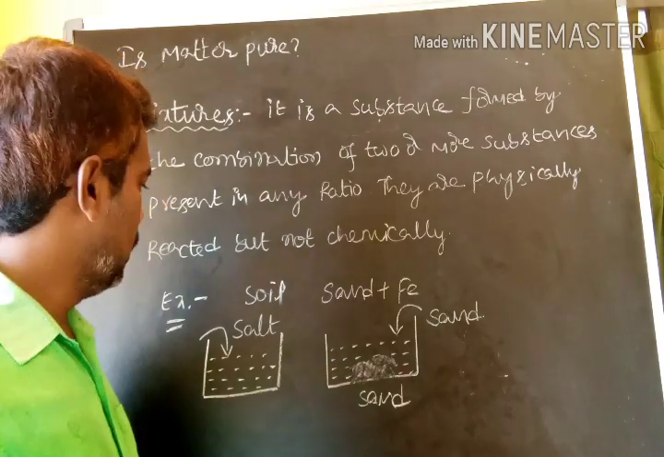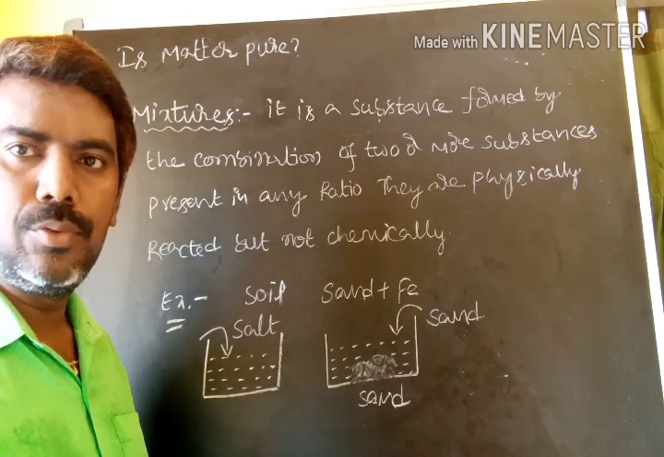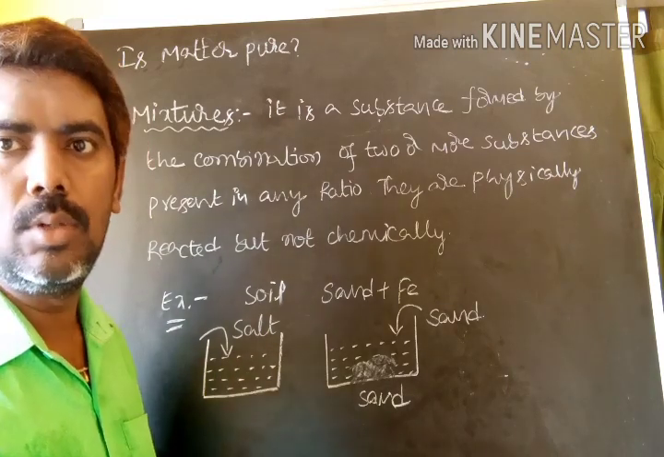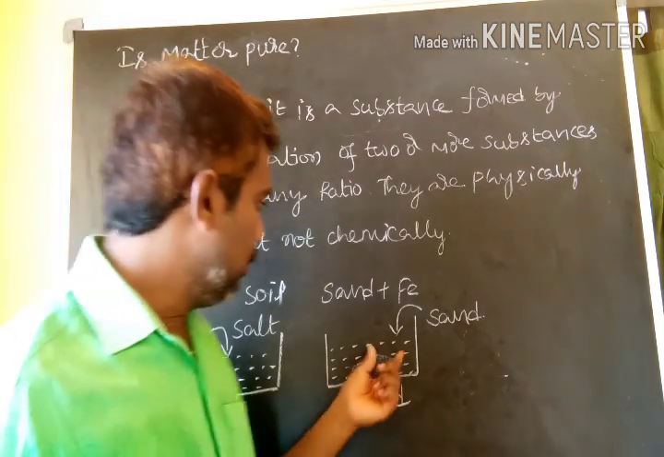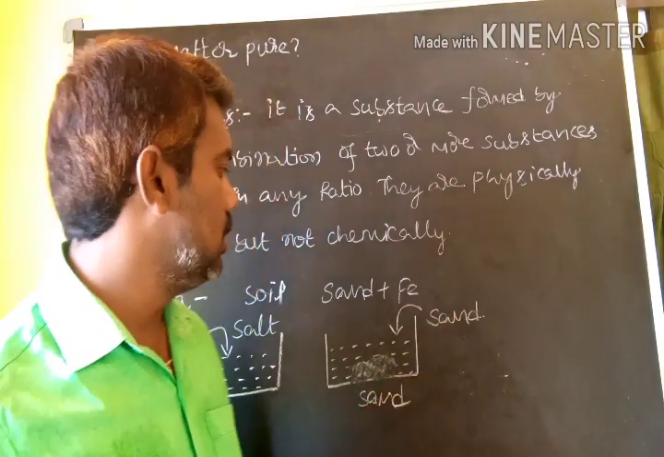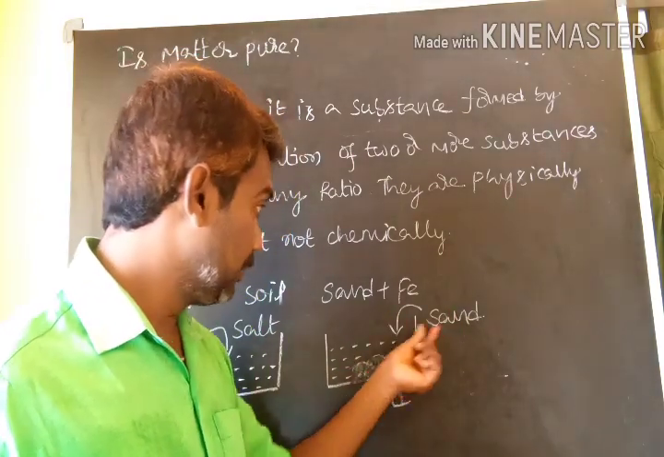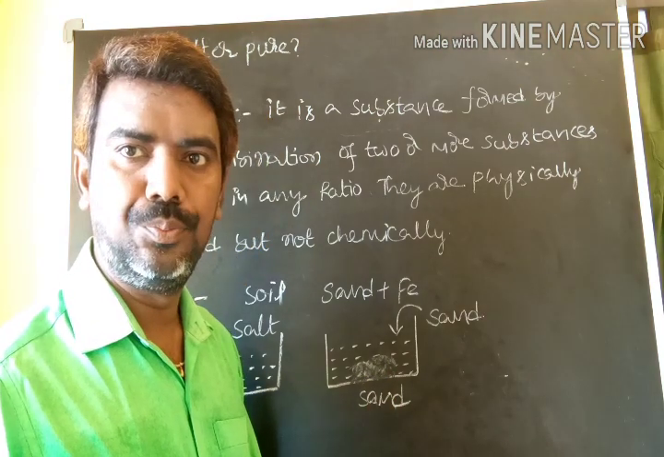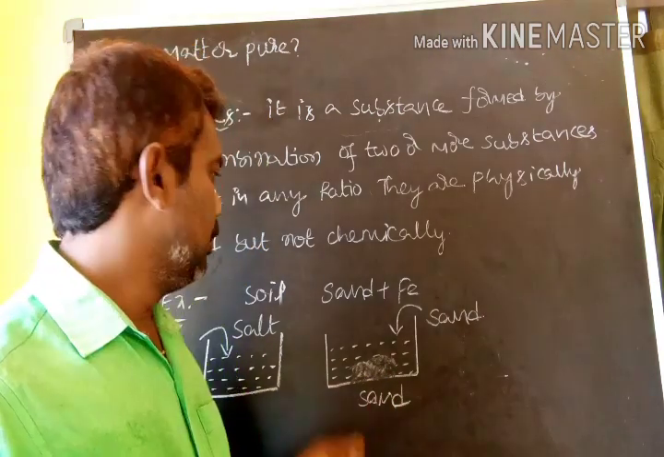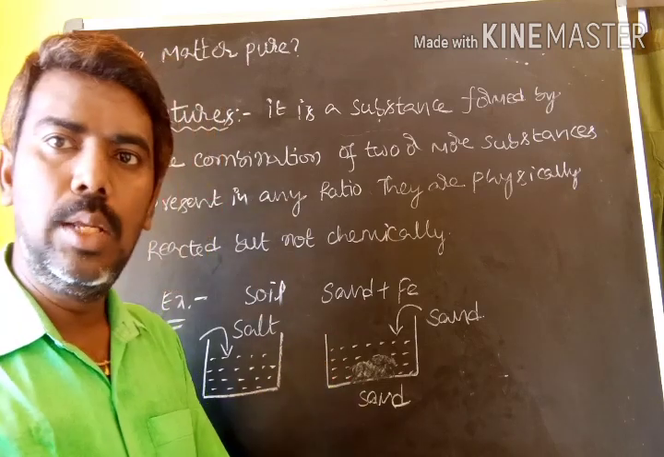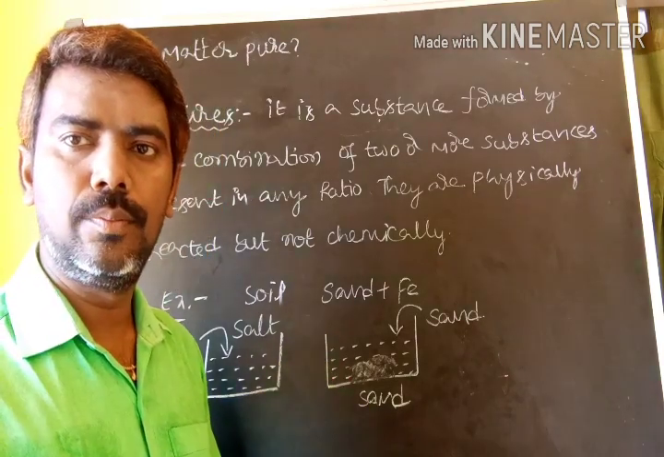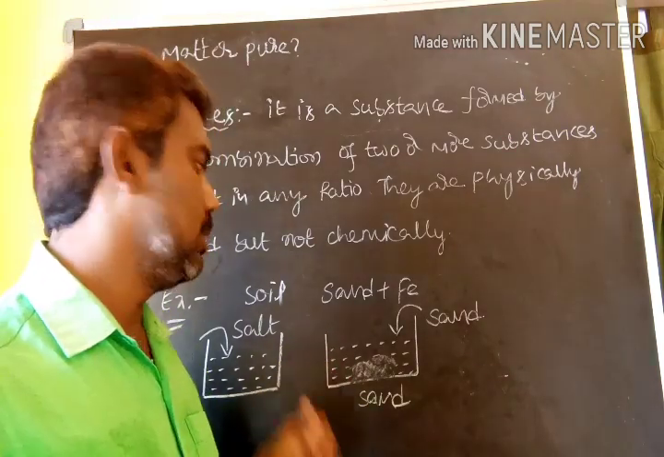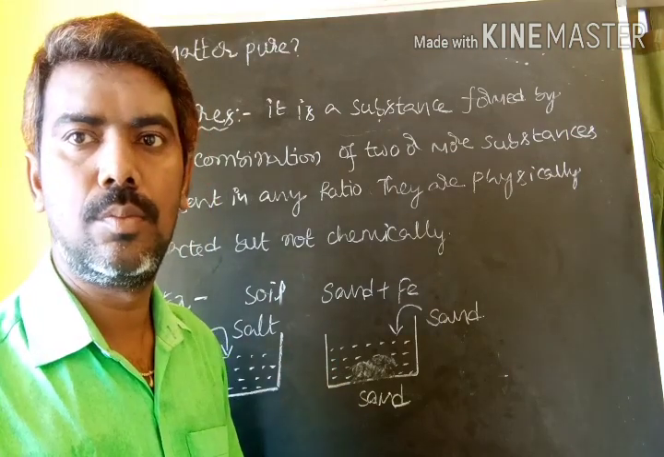Here, before adding, the taste of salt is salty, and water is available in the liquid state. Before adding, the sand is available in the solid state, and after adding to the water also, the sand is available in the solid state. Before the mixing and after the mixing, their properties do not change. Then the respective substances are called mixtures.